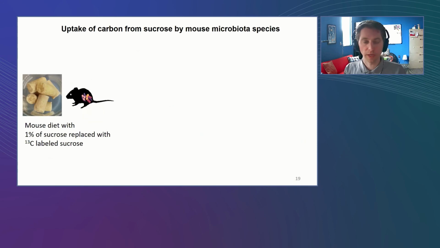Okay, another and final experiment that I wanted to briefly show is an experiment with mice. In this case, we had mice. We produced a diet with fully defined components, and one of the components was sucrose. We had a control diet with just all normal ingredients, and then we had one diet in which we replaced just 1% of the total sucrose with carbon-13 labeled sucrose, and we fed this to mice.